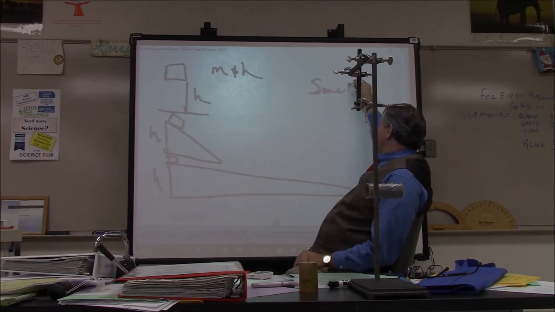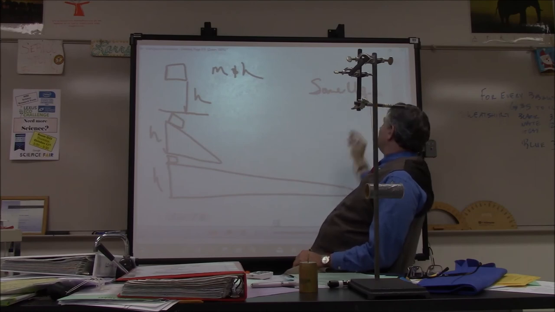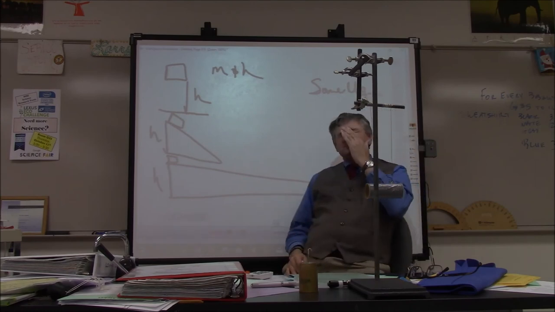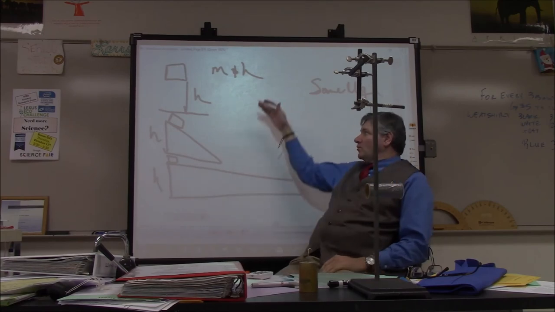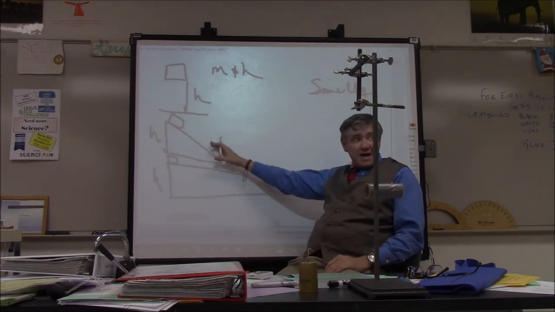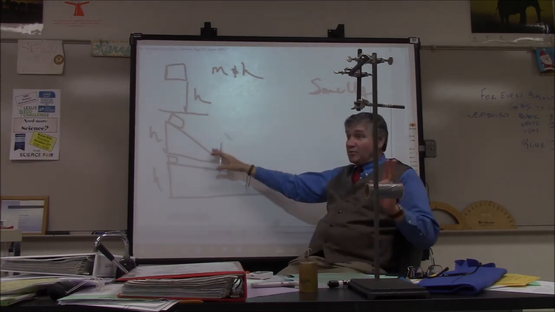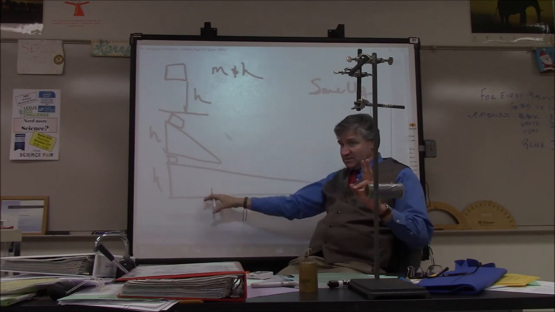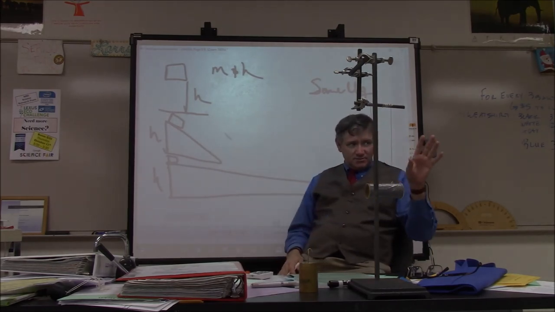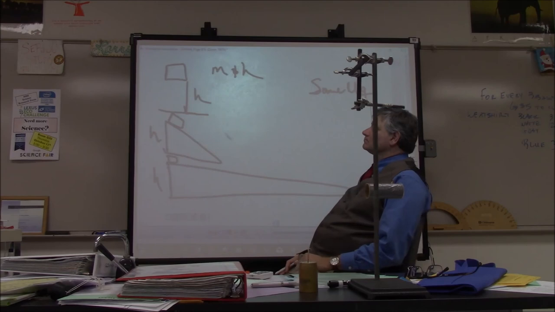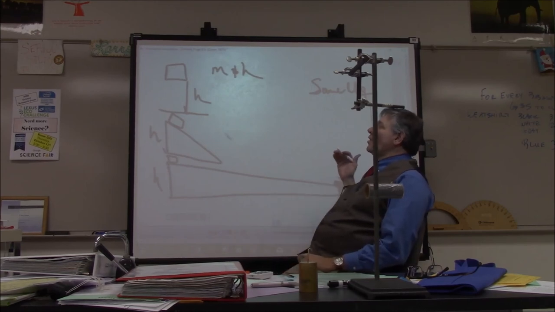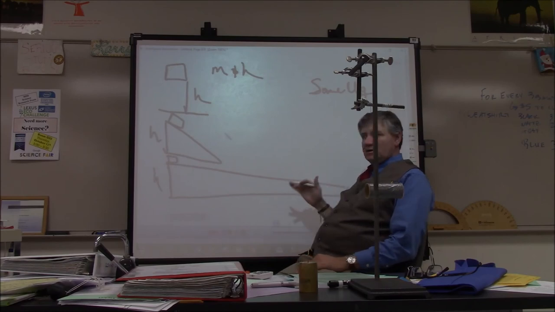So here's the million-dollar question. They all have the same U_g. So here's what I want to know. These are all the magic frictionless surfaces. This is going to be important. These are all the magic frictionless surfaces, so we're not losing any energy to thermal. Which one of those three is going to take the longest to hit the ground?